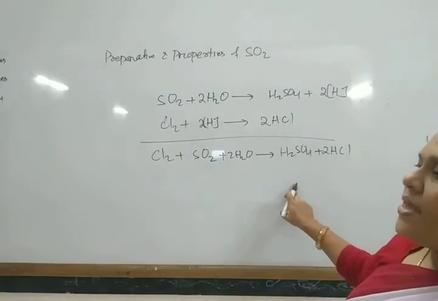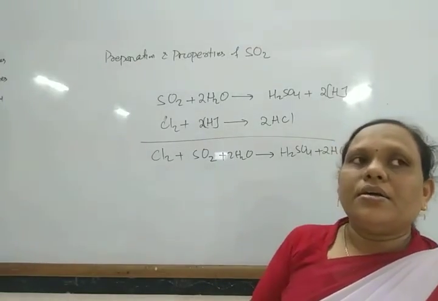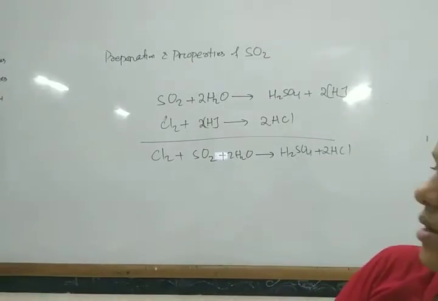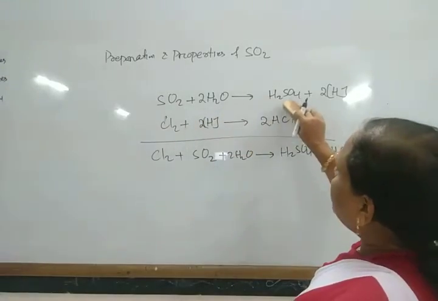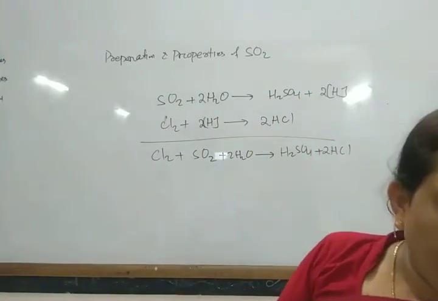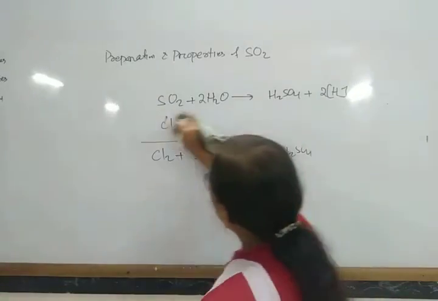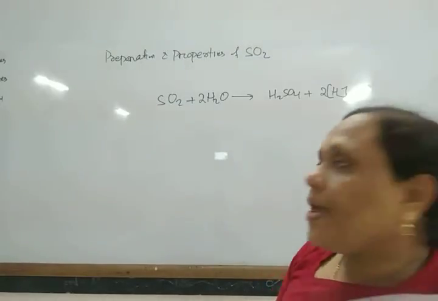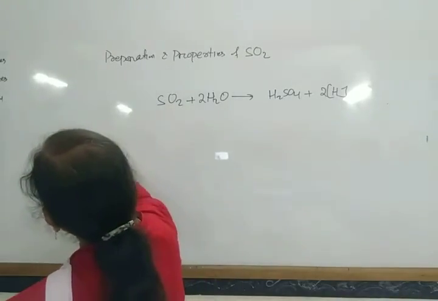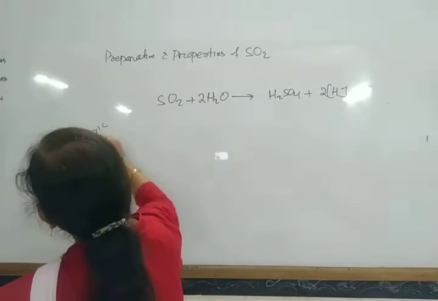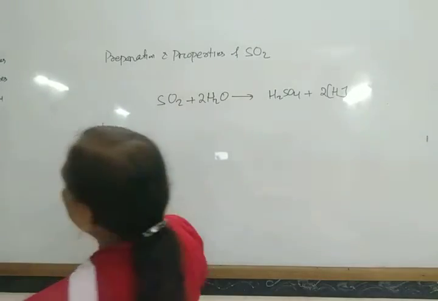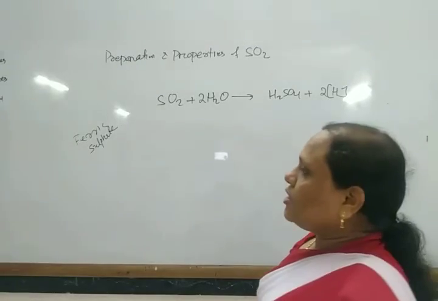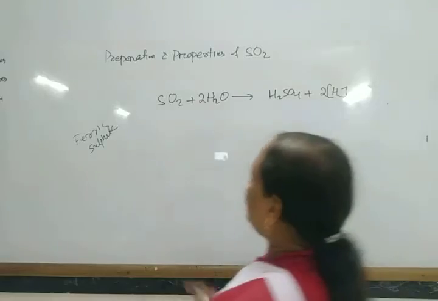It also reduces ferric sulfate to ferrous sulfate solution. So SO2 plus 2H2O gives rise to H2SO4 plus 2H, and when it reacts with ferric sulfate, it reduces ferric sulfate to ferrous sulfate.